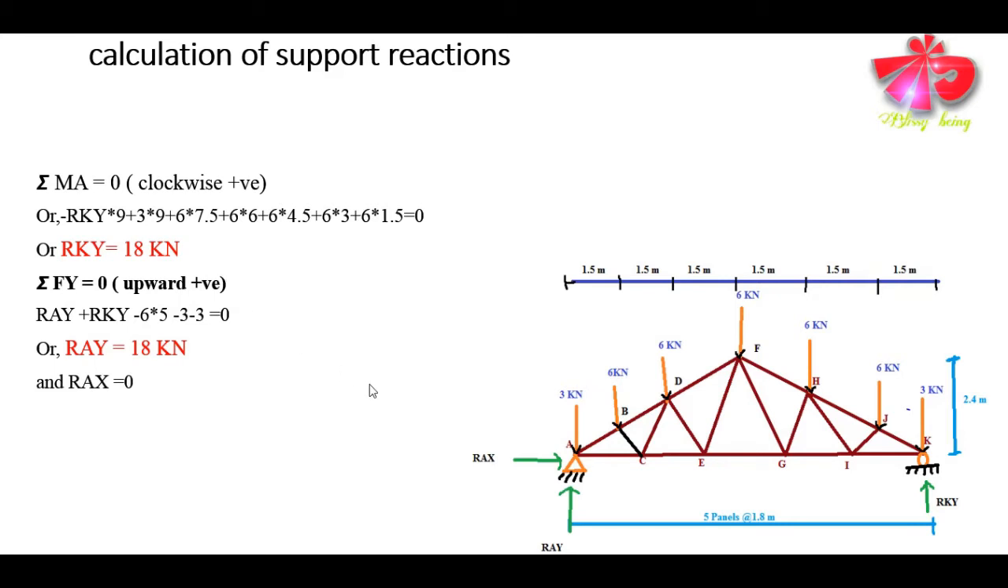From our inspection, as there is no horizontal load acting on the truss member, we can easily write RAX equals 0. This is written with the help of the horizontal equilibrium equation, that is summation of forces in x direction equals 0. So this RAX shall come out to be 0 kilonewton.